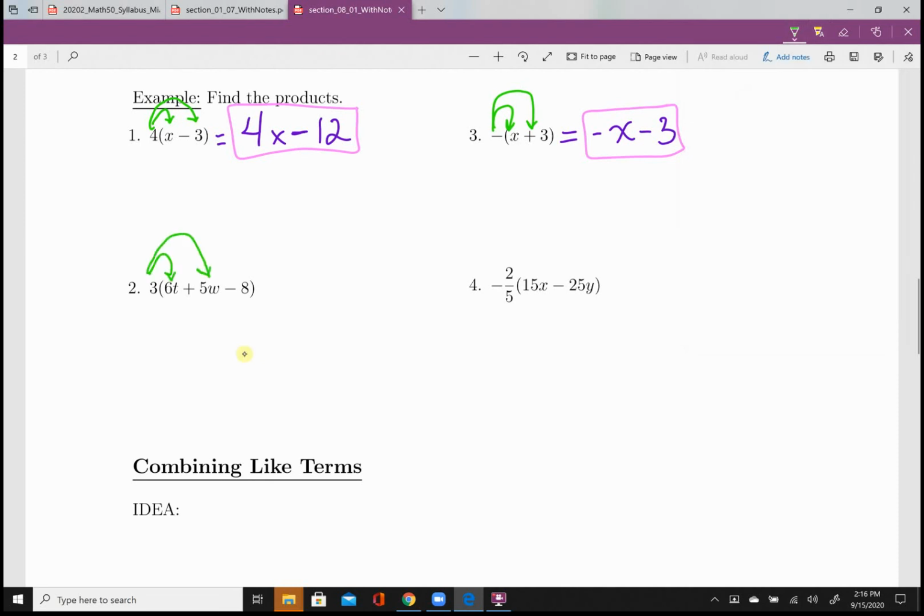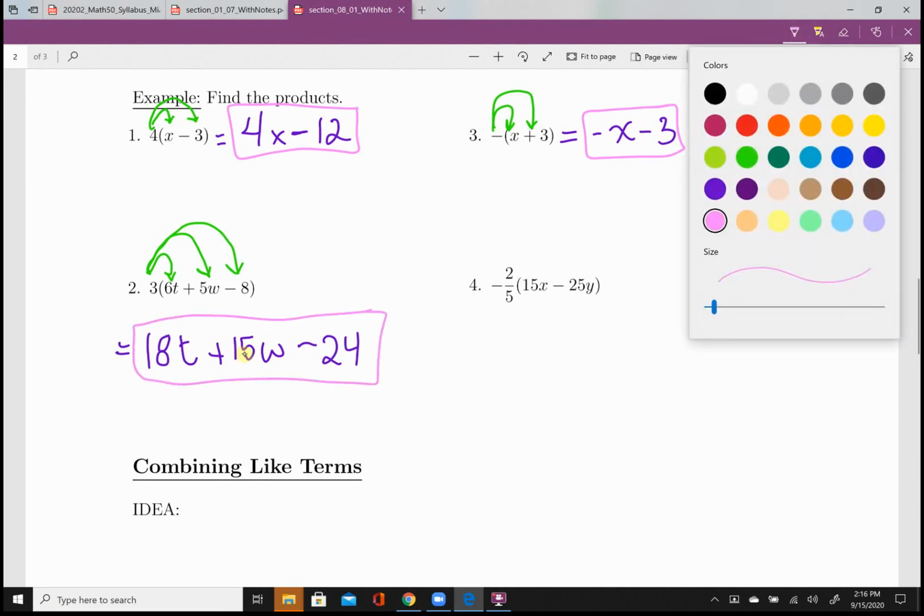Albeit a little bit out of order, and I'm going to distribute this 3 over 3 different factors inside of this quantity. So that will give me, well, what's 3 times 6t? That's 18t, plus 3 times 5w, 15w, minus 3 times 8, that's 24. Notice that none of these 3 terms after the distribution property was implemented are like terms, and therefore nothing can be combined. So go ahead and box it up and call it good.